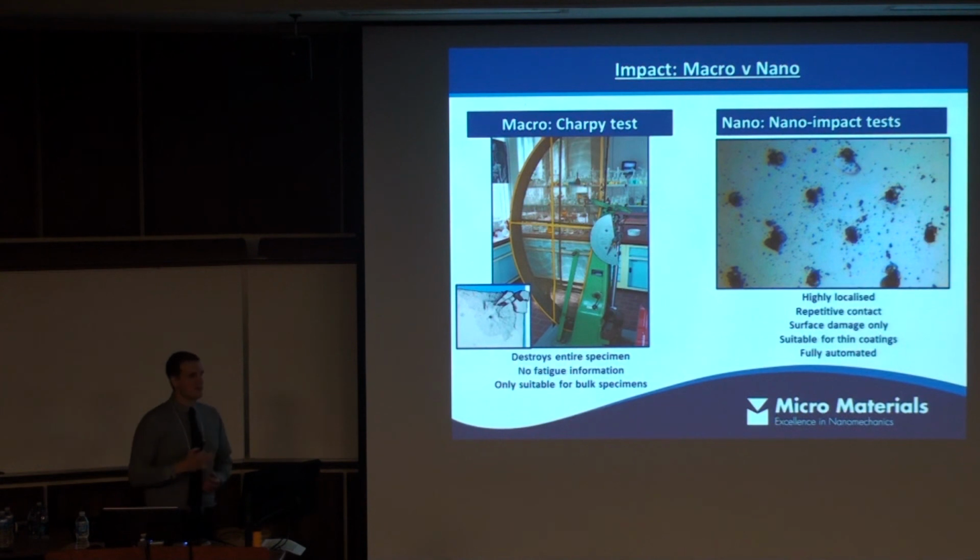Using nano-impact, we can make very localized tests. We can also use lower forces to get repetitive damage at a single point. And because we can get depth information at the same time, we can actually look at the fatigue behavior of the sample under this kind of test regime. So these tests shown on the slide are around 50 microns apart on a coated sample.